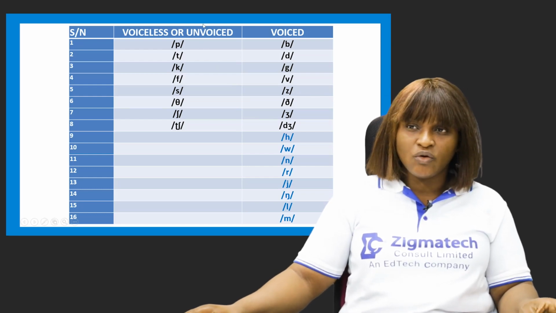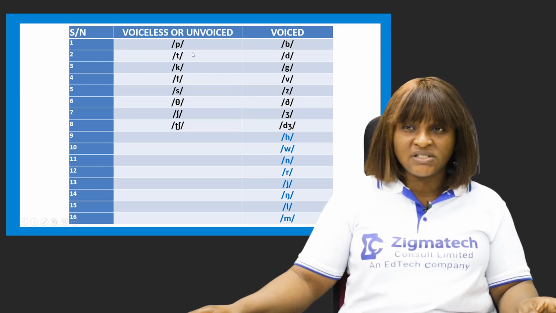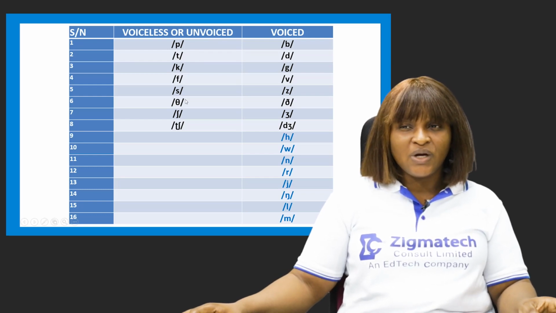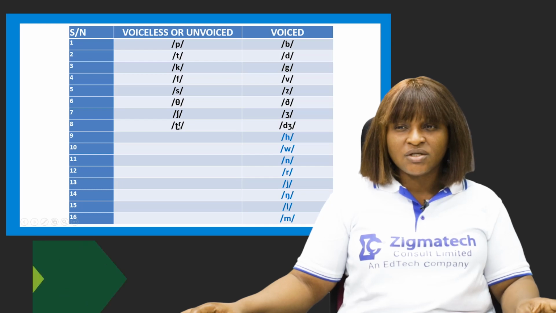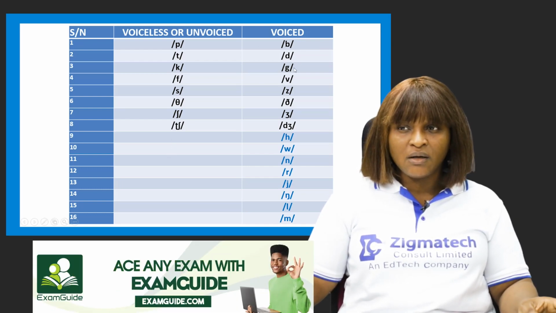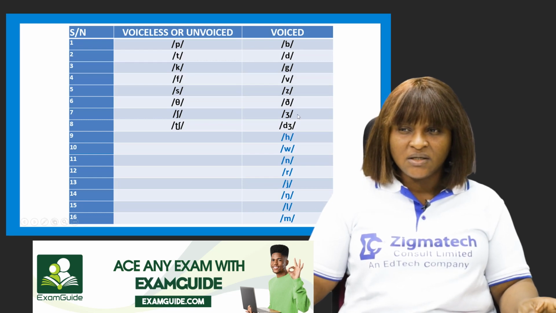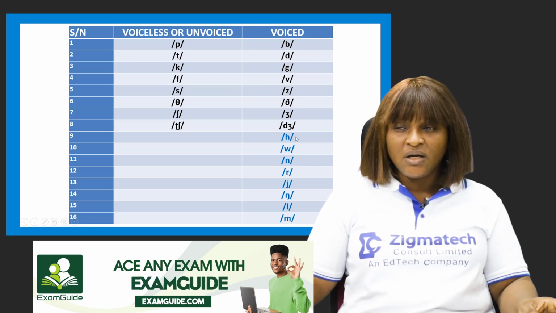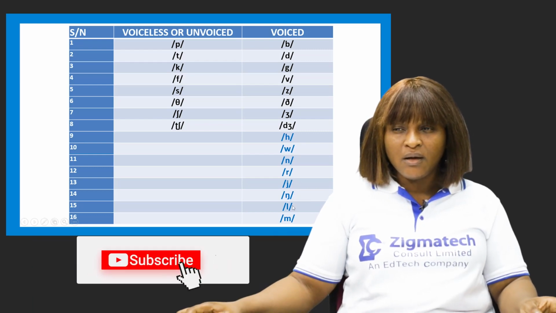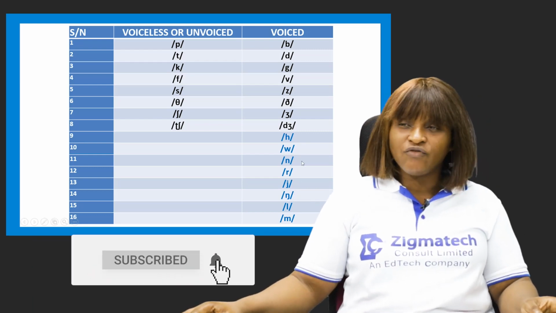Under the voiceless, or what we call unvoiced, we have the p sound, we have the t, we have k, we have f, we have s, sh, ch. Then under the voiced, we have b, d, g, v, z, j, h, and the nasal and other sounds such as ng, l, and m. So these are voiced sounds.